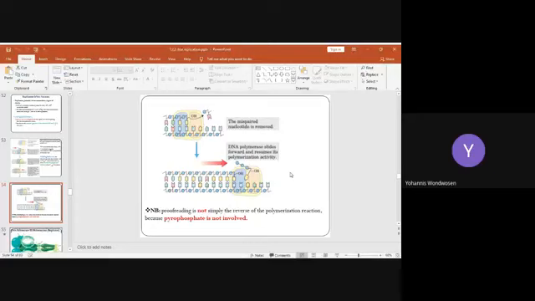It is like when we photocopy: if the machine takes the paper to the right and outputs on the left, it reads toward the right and outputs toward the left. Like that, DNA polymerase 3 undergoes proofreading in the 3 prime to 5 prime direction. That means proofreading of the parental strand. And it undergoes synthesis in the 5 prime to 3 prime direction. So proofreading is not simply the reverse of the polymerization reaction, because pyrophosphate is not involved.